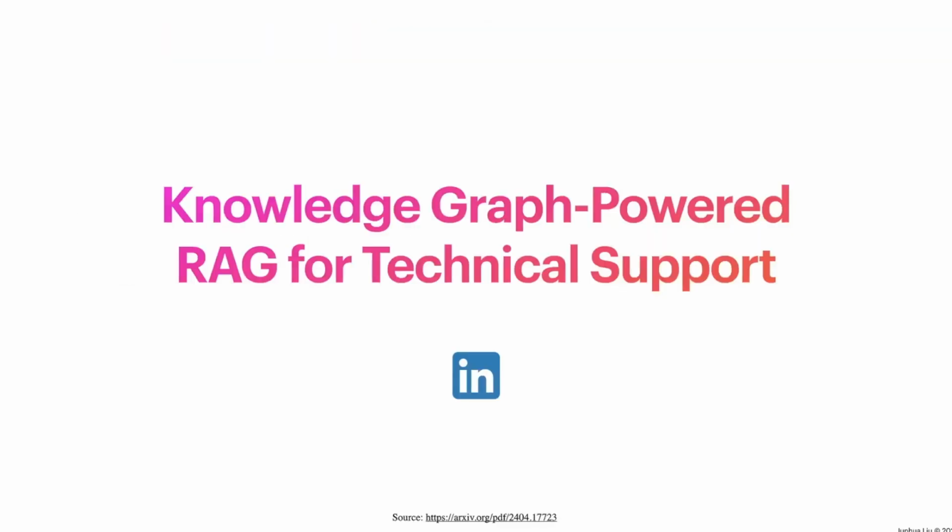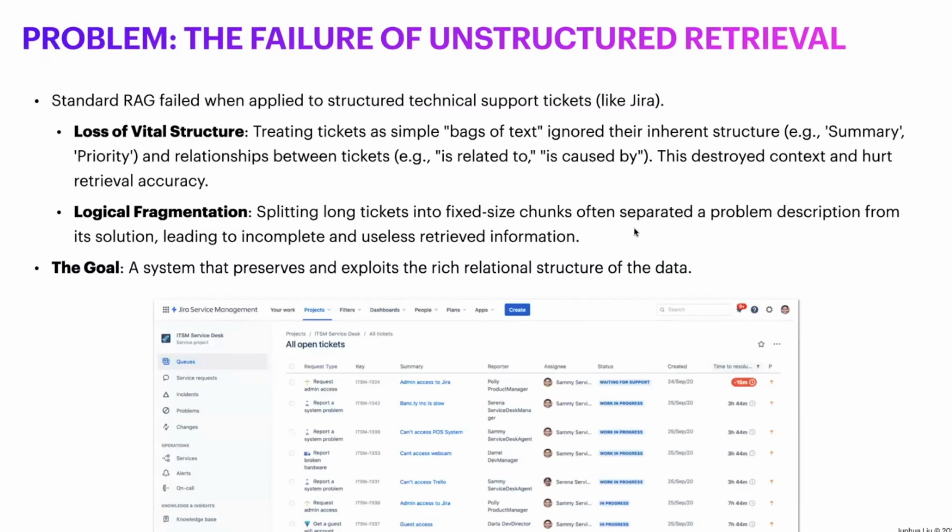The next use case is also an application of RAG in data processing. This is a case study that was released by LinkedIn. LinkedIn is one of the largest social networks for professionals. If you haven't created a LinkedIn profile, I suggest you create one because it will be good for you to build up your network. The problem that LinkedIn is trying to solve is the failure of unstructured retrieval.